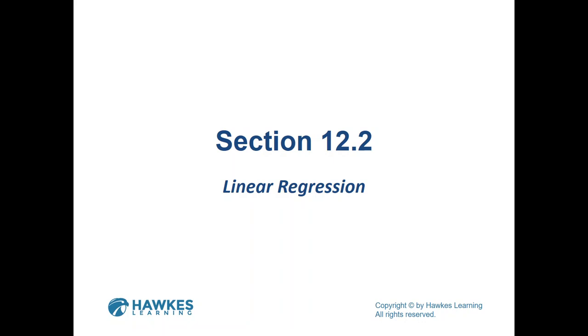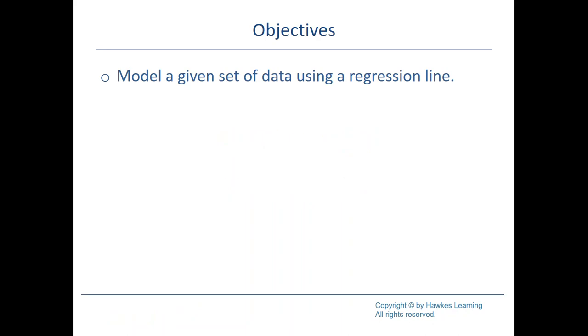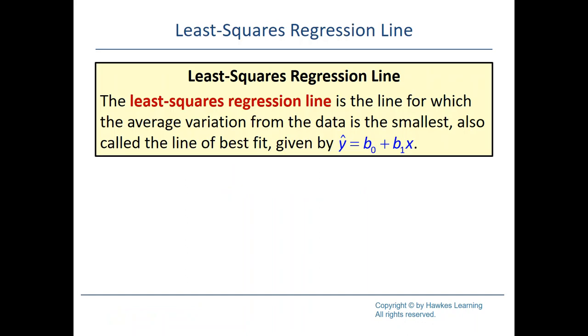Let's talk about section 12.2, linear regression. Now, we've already talked about scatter plots, so now let's talk about models that give us the regression line that we've been talking about. This regression line itself is given a name, and it's called the least squares regression line.